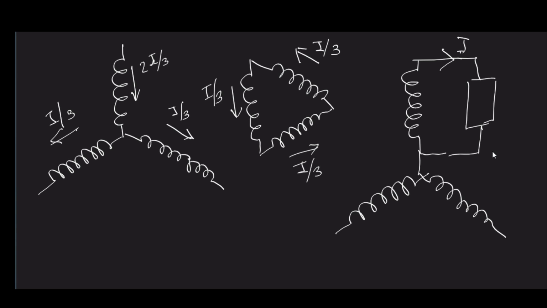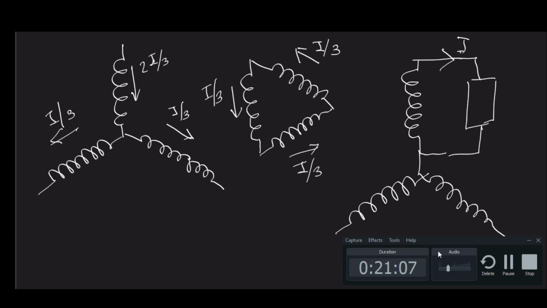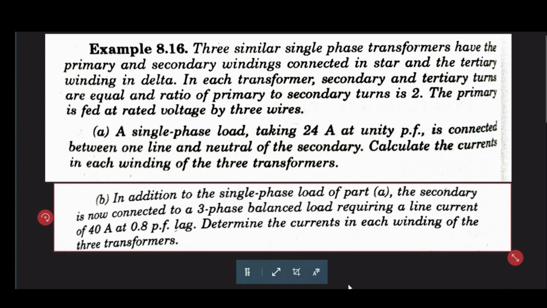So let us solve a problem on the tertiary winding transformer, then that will help us understand the concept clearly. So here is the problem. Three similar single phase transformers have their primary and secondary windings connected in star and the tertiary winding in delta. In each transformer, secondary and tertiary turns are equal. The ratio of primary and secondary turns is 2.